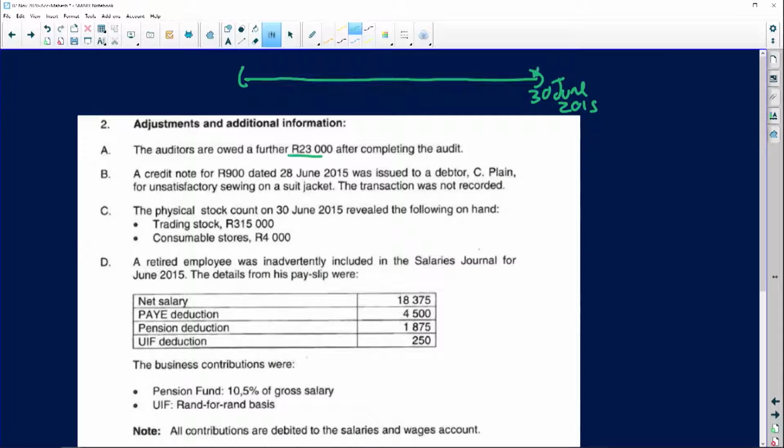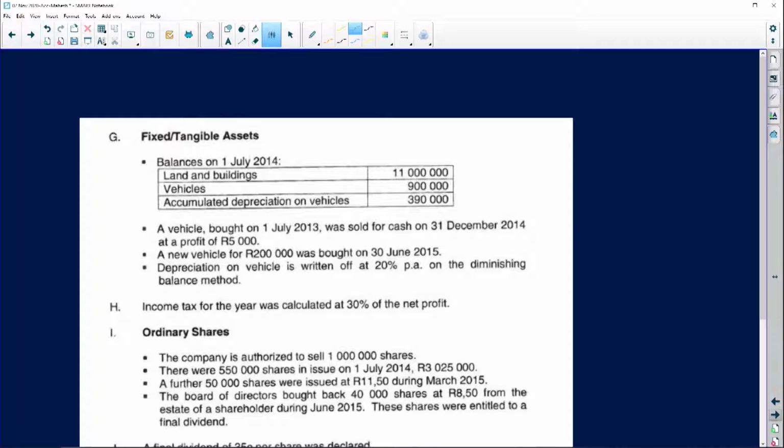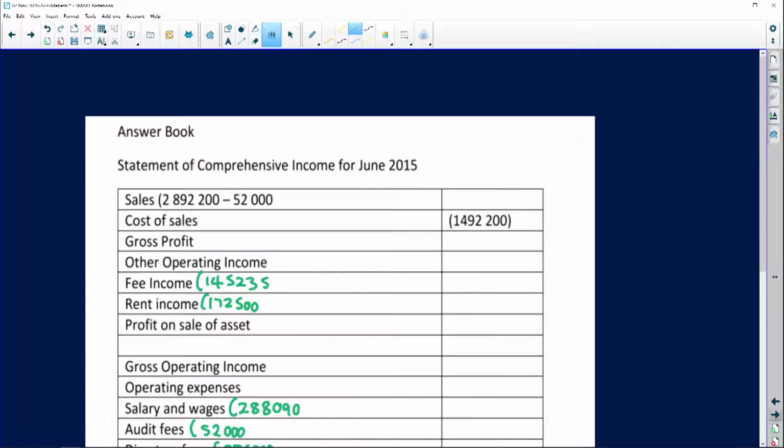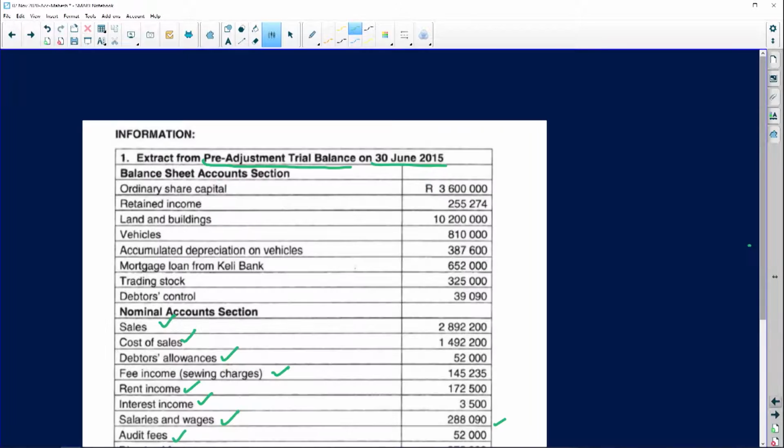So because it's part of the financial year, I am now going to include this expense in my income statement. So let's go to the income statement, and audit fees, let's now include an amount of 23,000. So I just want to quickly find the income statement, and there we go, audit fees. Remember, we are now including the 23,000. Okay, simple, straightforward. Right, let's now move on.